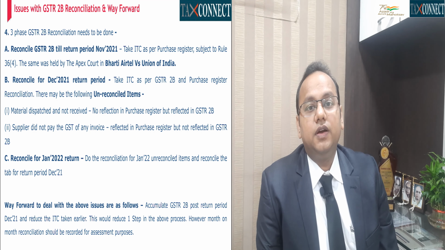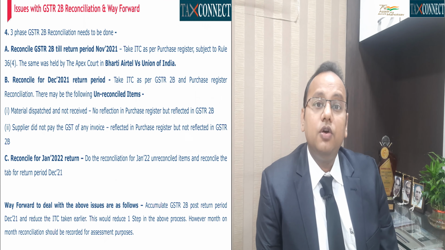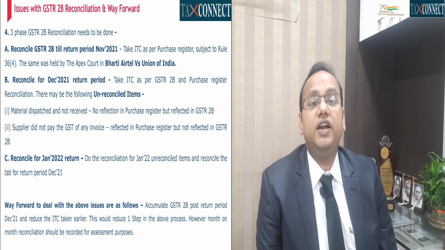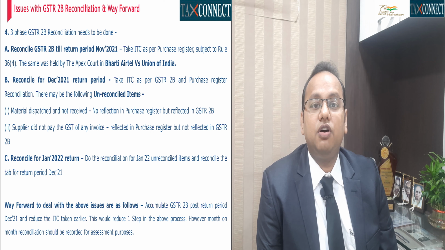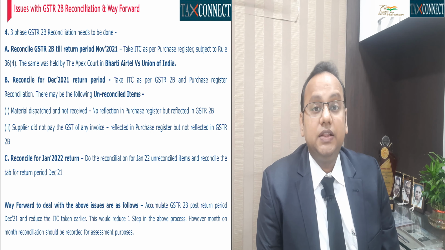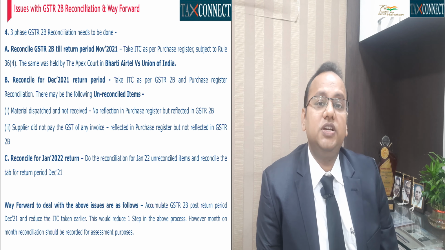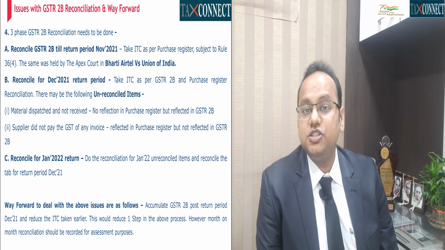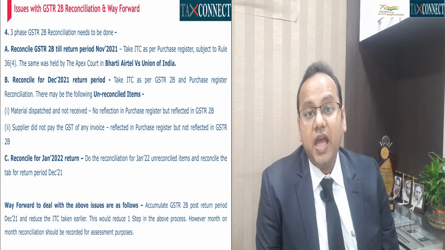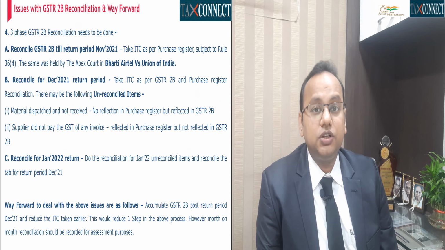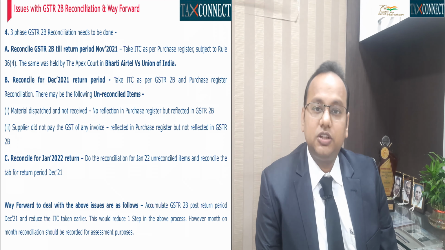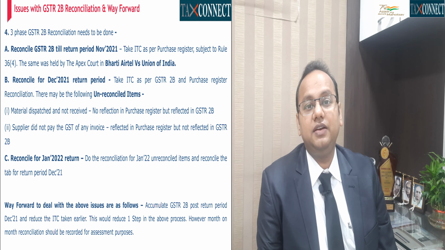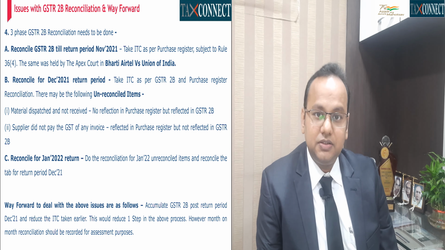One way to handle this would be to accumulate your GSTR 2B month on month. So when you file the GSTR 3B for the month of March, then you accumulate the GSTR 2B for December, January, February, March and do an accumulated reconciliation, and ITC which you have taken in earlier periods you subtract from that. So this could be a simpler process rather than keeping a tab month on month.